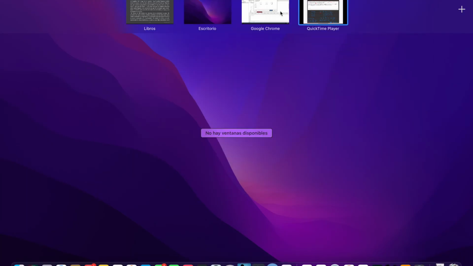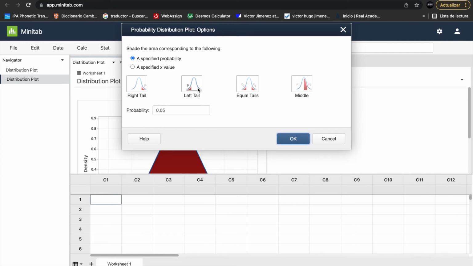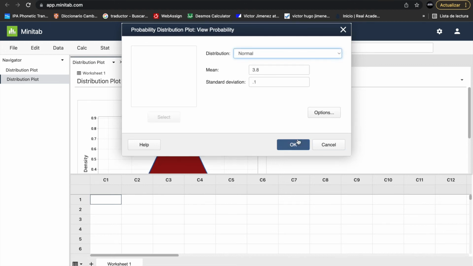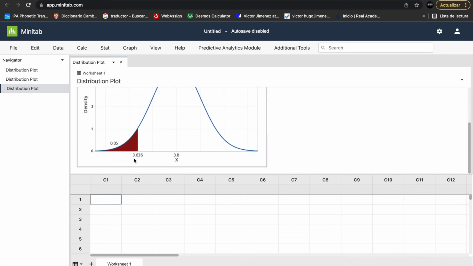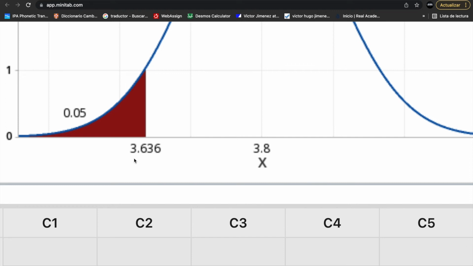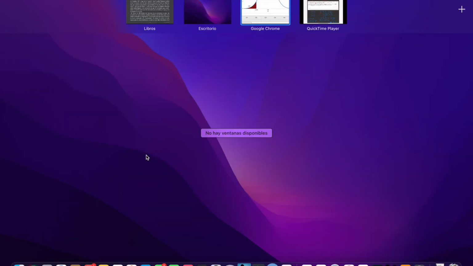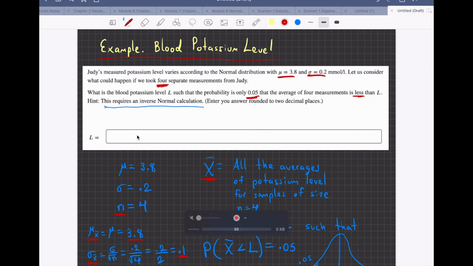So go to Minitab and choose left tail, and probability 0.05. Actually, it's given there, 0.05, and then OK, OK. And the value is this one, 3.636. But I think we have to round it to 2 digits, so it's going to be 3.64. And there you have it.